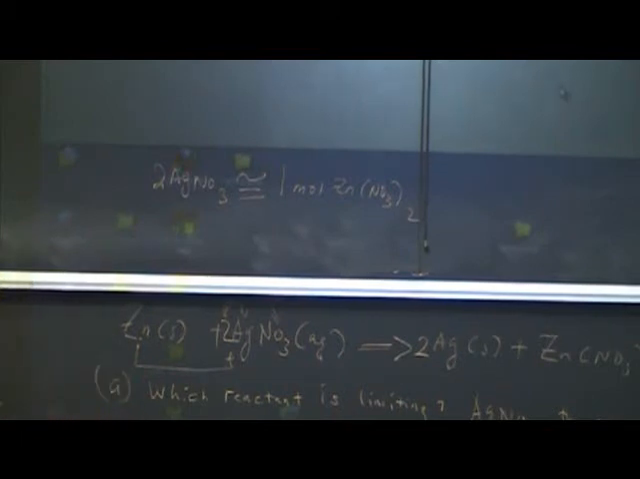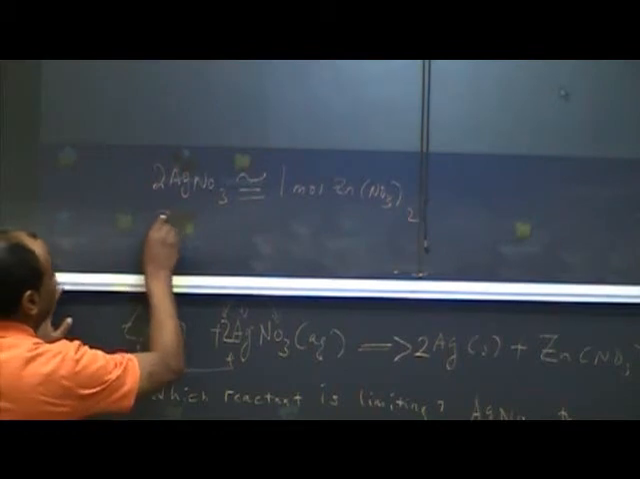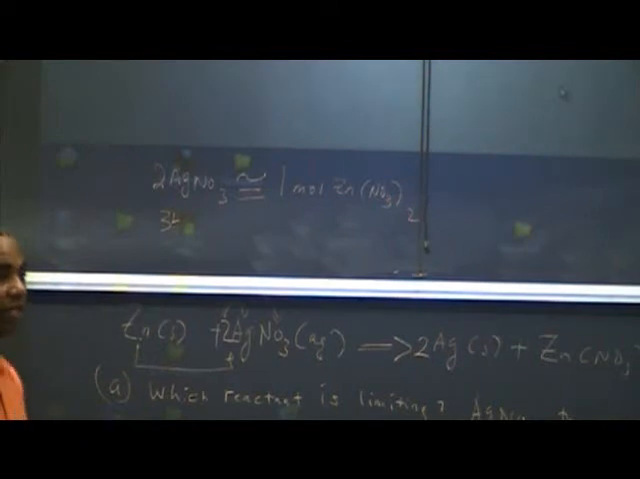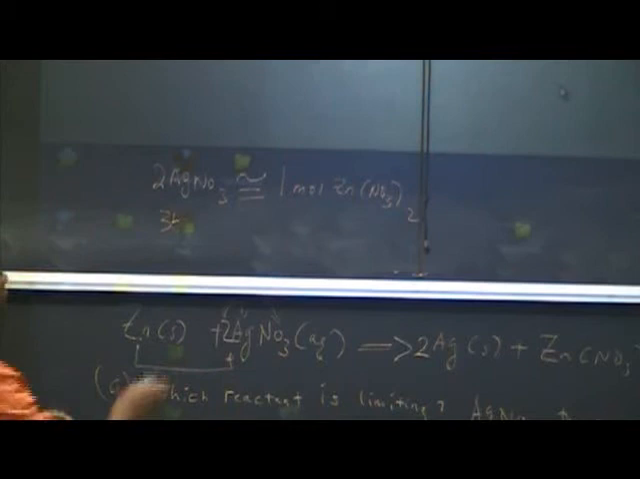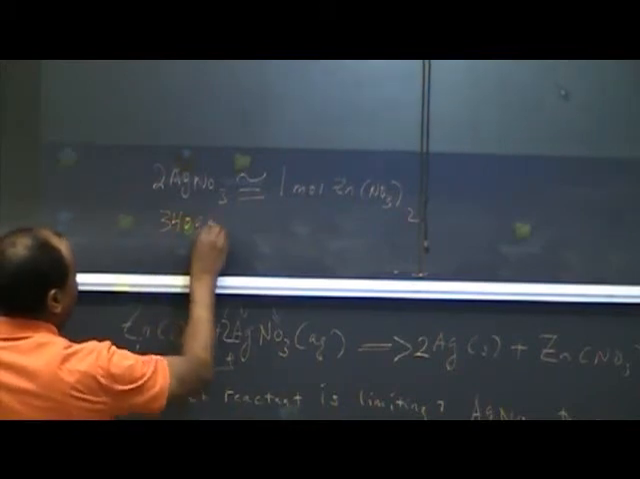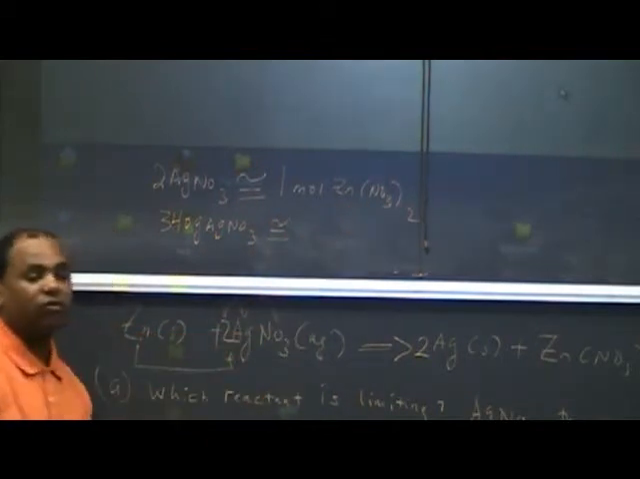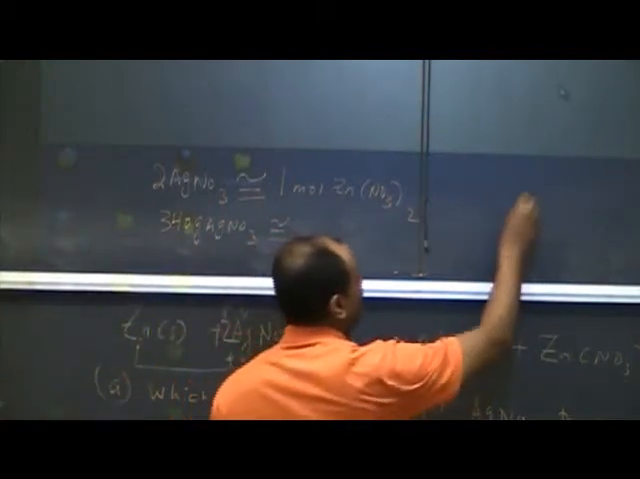Now, we're not doing a mole-to-mole relationship because everything is in mass, so I'm going to change 2 moles of silver nitrate into mass of silver nitrate. So 2 moles of silver nitrate in terms of mass equals what? It will be 340 grams of silver nitrate, stoichiometrically equal to what? What is the molar mass of zinc nitrate? 189.